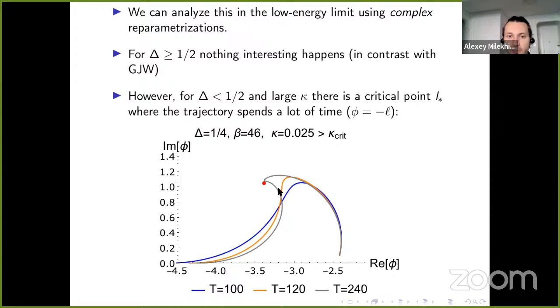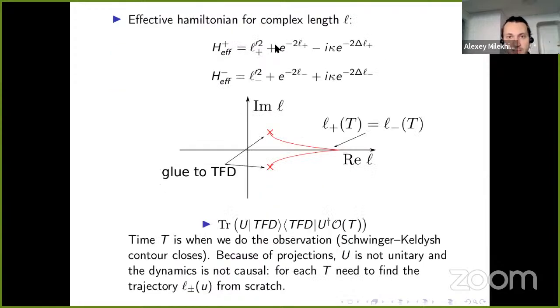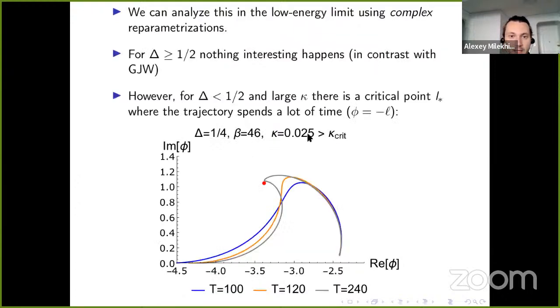there is a critical point in this complex plane of L. Of course, this is the effective potential, and it has critical points. It's a holomorphic function of L plus, so it has a critical point which is neither a minimum nor a maximum. It's a saddle. And so phi is minus L. So here this is the plane of minus L, and there is this critical point marked red.